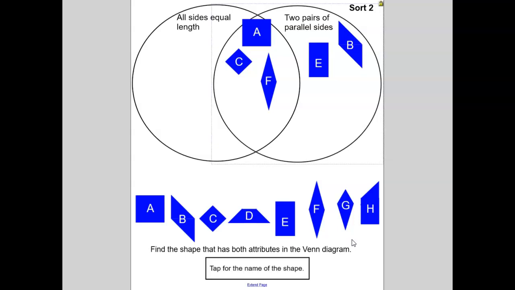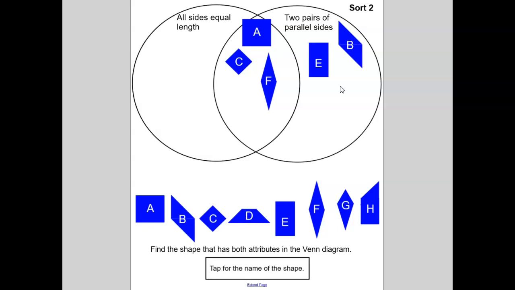Okay, third graders, now I have a challenge for you. Would you please say what is the name of these shapes in the middle that have both of the attributes, that have all sides equal length and two pairs of parallel sides? Third graders, if you require support with this, would you please get out your quadrilateral vocabulary sheet because that could help you.